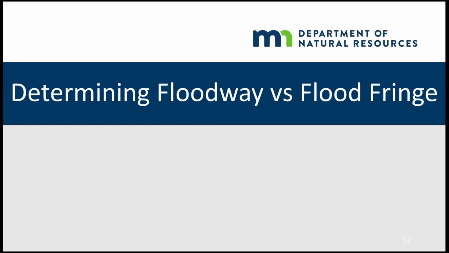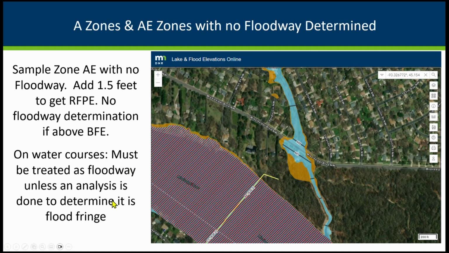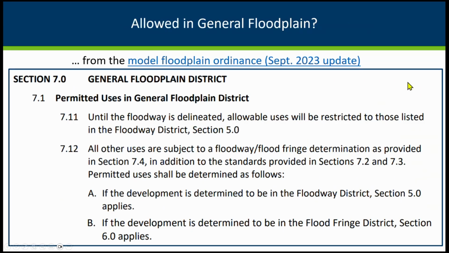A little bit here about floodway versus flood fringe. There are going to be places where there's detailed study, but they don't have the floodway shown. And we will treat that as floodway until we know otherwise, until we've determined that it's actually flood fringe. And in our model ordinance, we talk about that in the general floodplain section. The general floodplain is basically the zone A's or the zone AE where we haven't got the floodway determined.